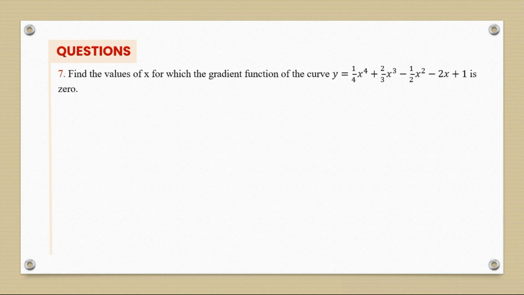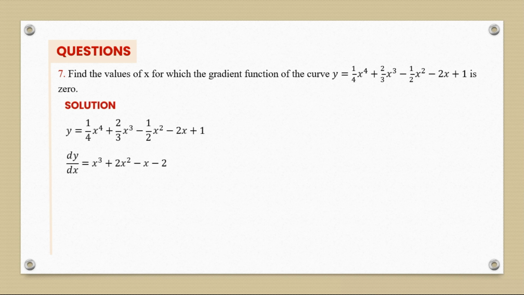Question 7. We're being told to find the values of x for which the gradient function of the curve y is equal to a quarter x to the power 4 plus 2 over 3 x cubed minus a half x squared minus 2x plus 1 is 0. If I differentiate this, I'll find dy/dx being equal to x cubed plus 2x squared minus x minus 2. Now I've been told that the gradient function of the curve is 0, so that means dy/dx is 0. So I'm going to have all this being equal to 0.